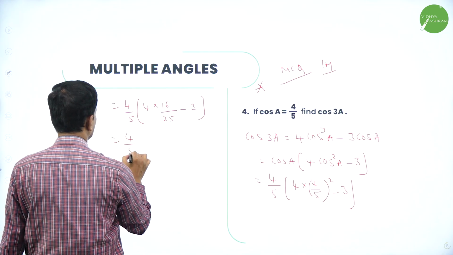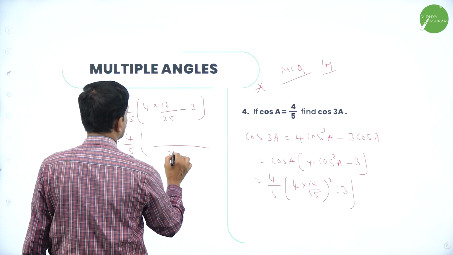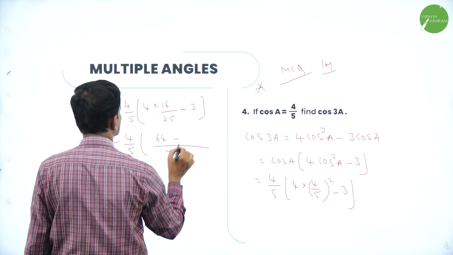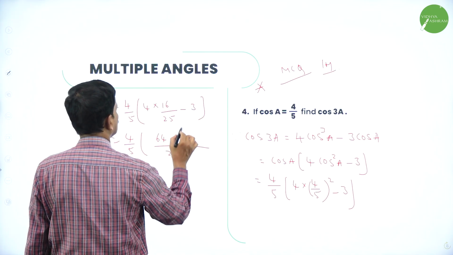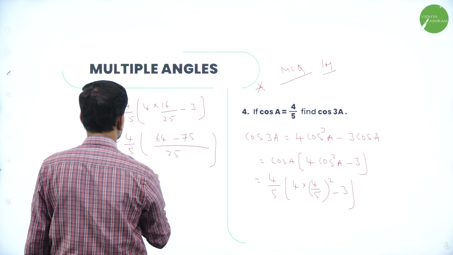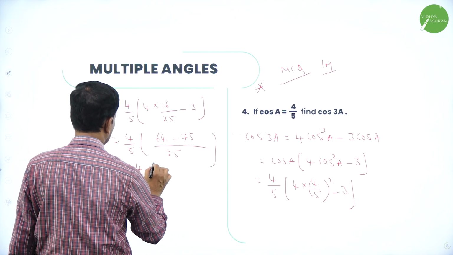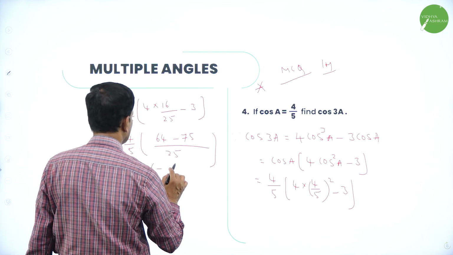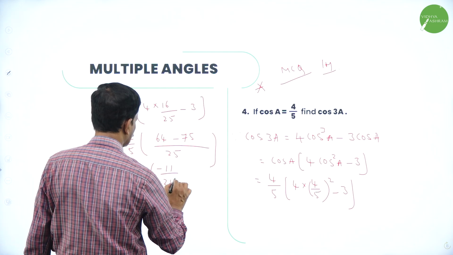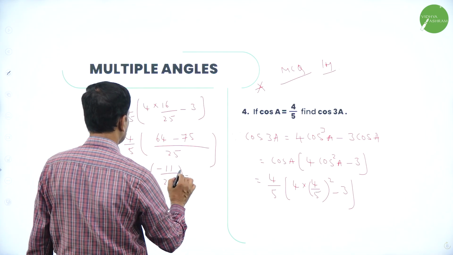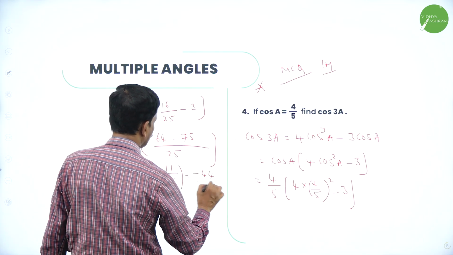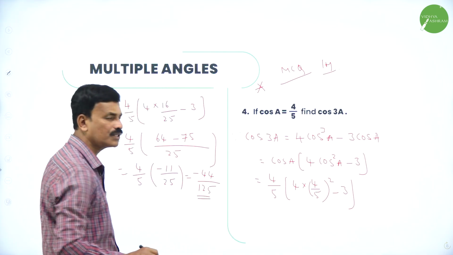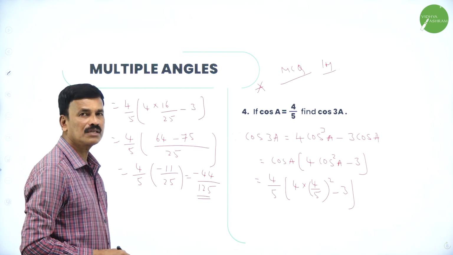Now this 4 by 5 as it is, take LCM. 25 is LCM, 16 4s are 64 minus 25 into 3 is 75. So this is 4 by 5 into 64 minus 75 is minus 11 divided by 25. This is equal to minus 11 4s are 44 divided by 25 into 5 is 125. Minus 44 divided by 125 is the required answer.